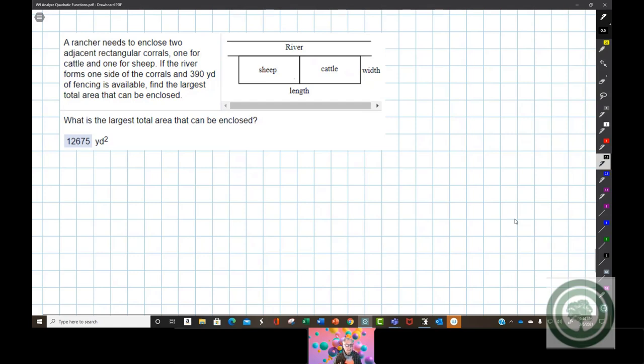Here it is. A rancher needs to enclose two adjacent rectangular corrals, one for cattle and one for sheep. If the river forms one side of the corrals and 390 yards of fencing is available, find the largest total area, in other words, the maximum total area that can be enclosed.